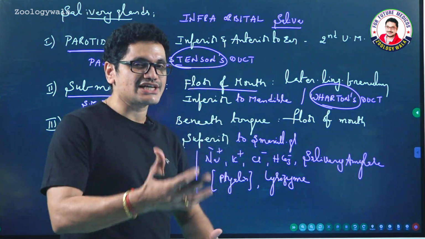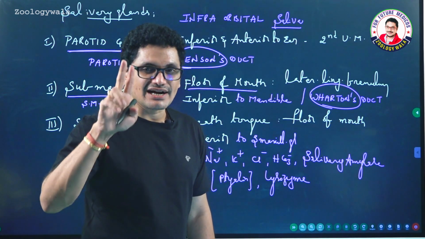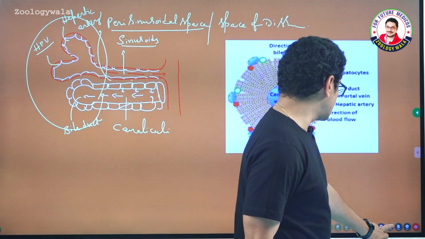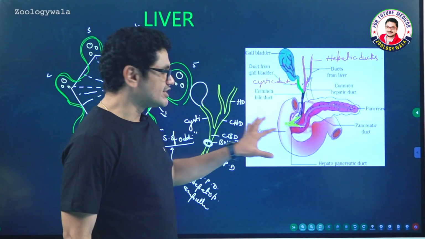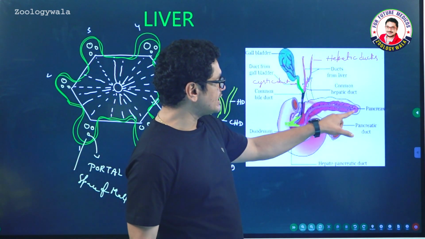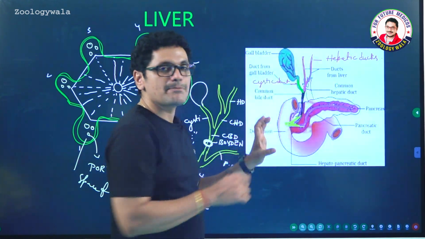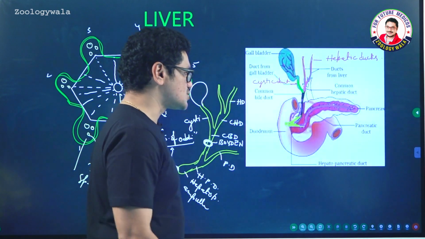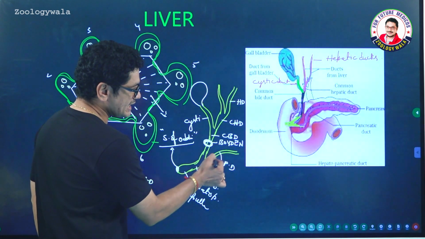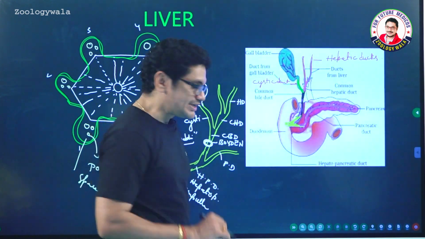Let us move to the next gland, a very important one, the pancreas, the second largest digestive gland. Previously I explained the liver, if you remember. With the help of this diagram I explained the liver, and if you observe the pancreas, the C-shaped duodenal loop contains the pancreas, the second largest digestive gland. This is the major pancreatic duct.